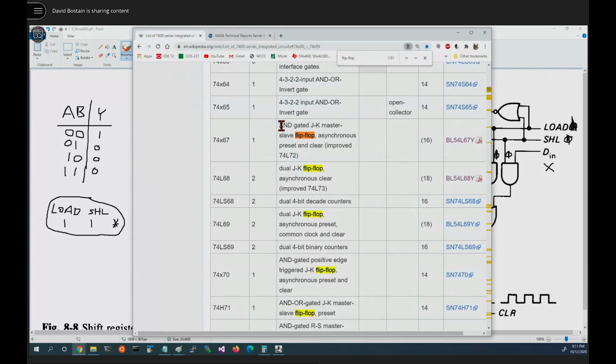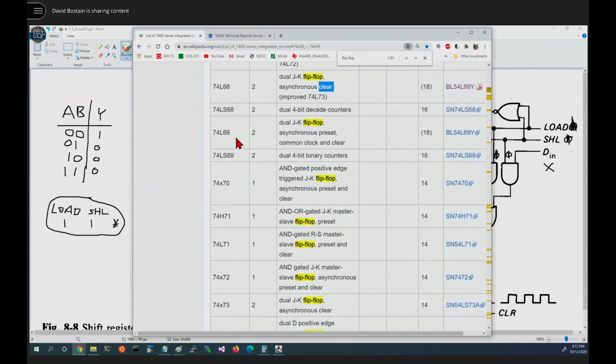I want to show you what the AND gated part means. Now here's a 7468. The one we were looking at a while ago was a 7474. Notice this only comes in the L version, but it's a dual JK flip-flop. This only had one in it. There's a dual JK flip-flop with an asynchronous clear. Notice there's only a clear, there's no preset. It's also a JK.